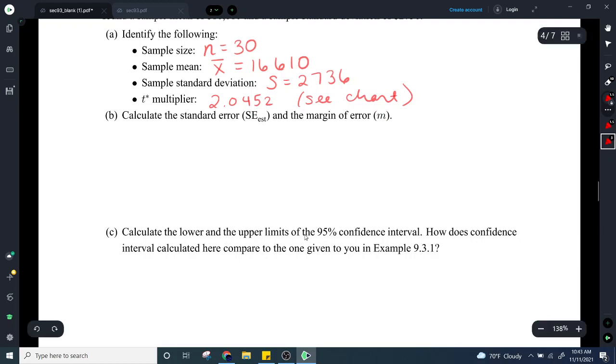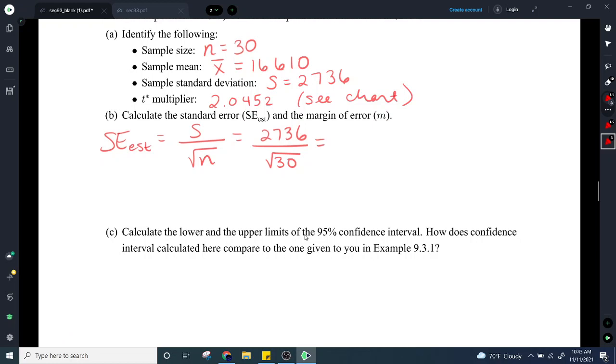Our standard error, remember the formula we had earlier, is going to be our sample standard deviation divided by the square root of our sample size. So our sample standard deviation was 2736, and we're going to divide it by the square root of 30. I'll just show you what that is. I've got 499.52 is going to be our standard error.